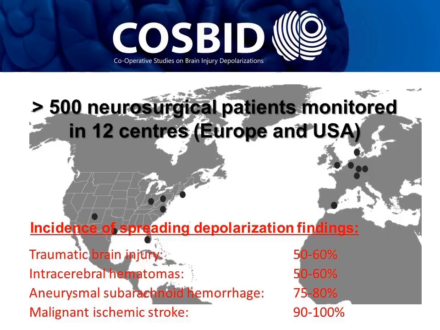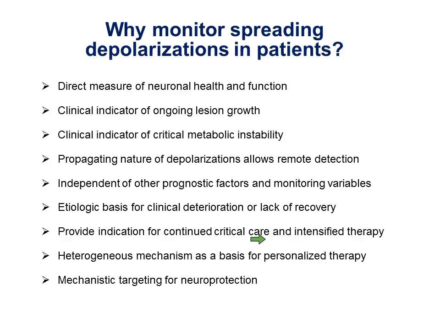So why monitor spreading depolarizations in patients? I've just listed here a number of the indications and rationale, which I'll illustrate as I go through and present briefly some of the clinical data. But first, simply consider that this is a direct measure of neuronal health and function. That makes it pretty unique among neuromonitoring modalities. The only exception being EEG, which also monitors neuronal function, but does so on a much more detailed, fine-grained level of membrane polarization as it relates to lesion growth. So it's a direct measure of the tissue that we're trying to protect in caring for patients.